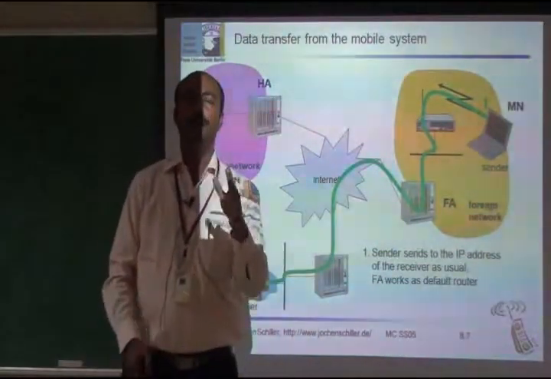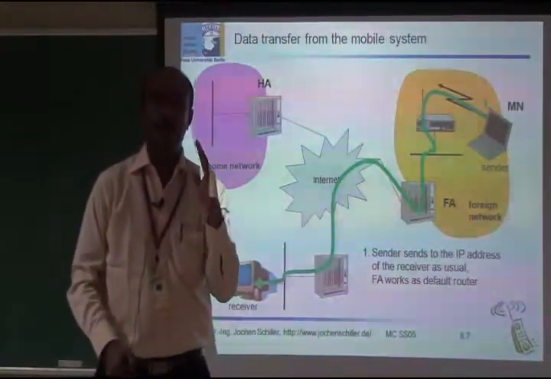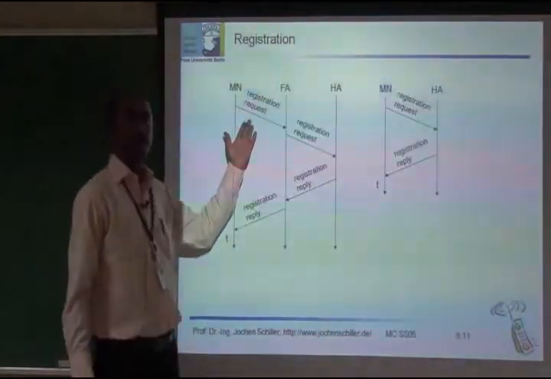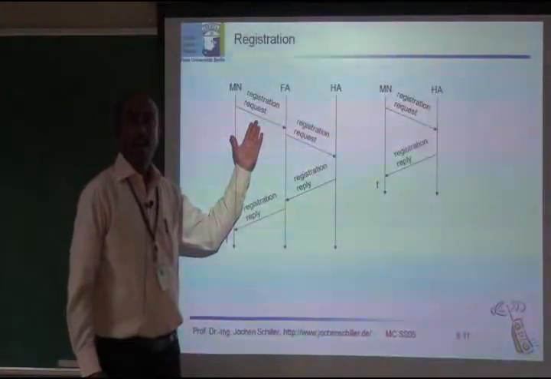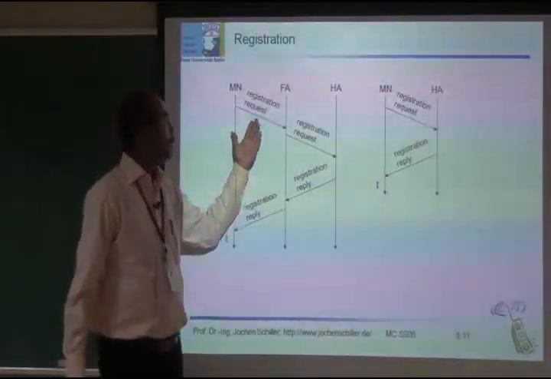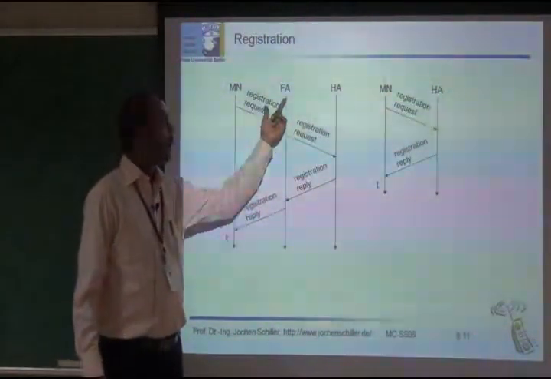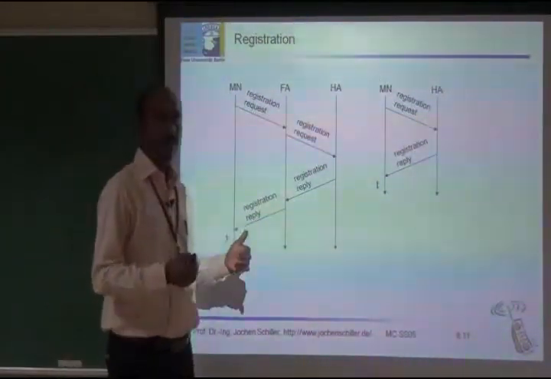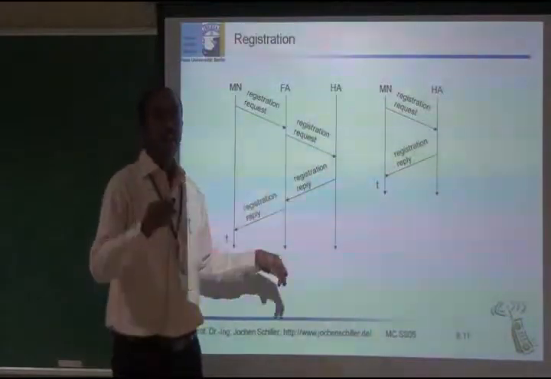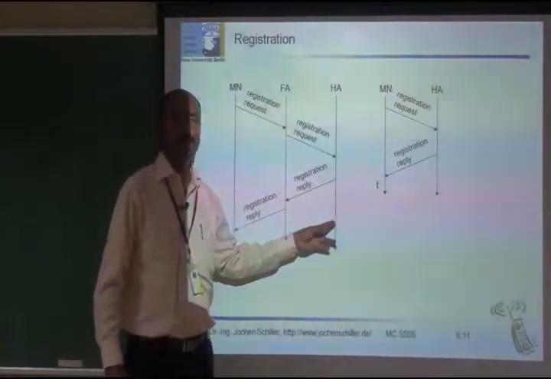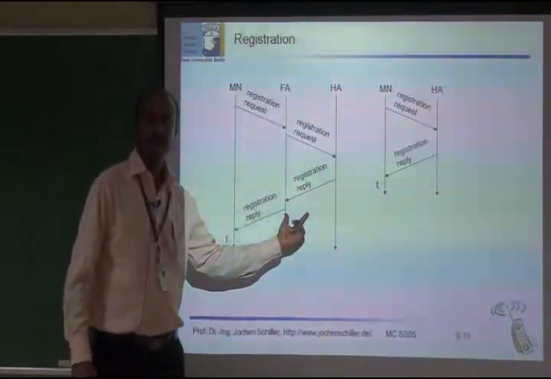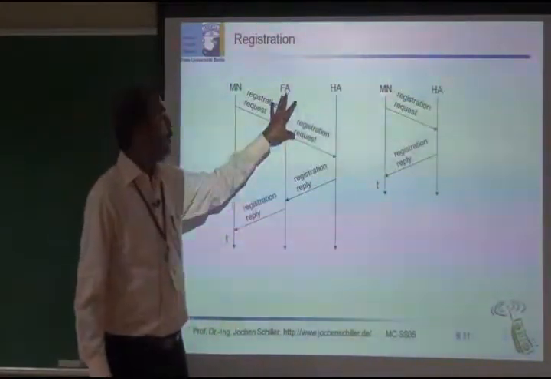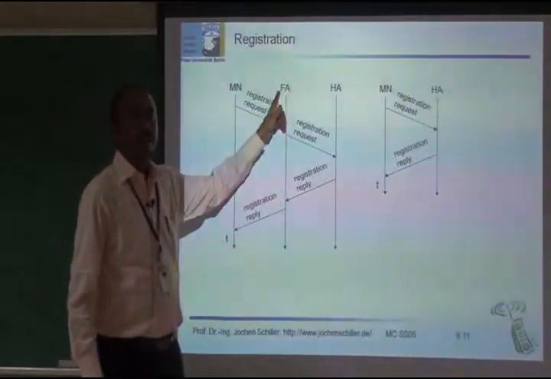What will happen when the mobile node has already moved to the foreign network? After moving to the foreign network, it will send the registration request to the foreign agent. When the foreign agent accepts the details, it will send the registration request to the home agent, and the home agent will send the reply. After getting the permission of the home agent, it will store the details of that particular mobile node in its database.